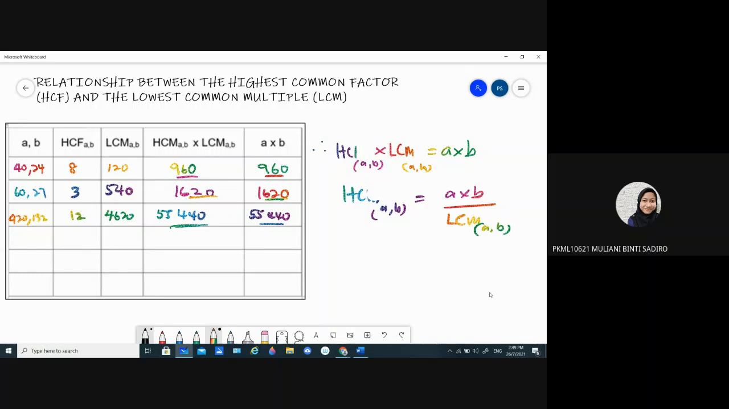So this is the relationship between HCF and LCM. HCF is A multiplied by B divided by the LCM, or LCM is A multiplied by B divided by HCF. Okay, class, can you understand the relationship between HCF and LCM? Yes, madam.